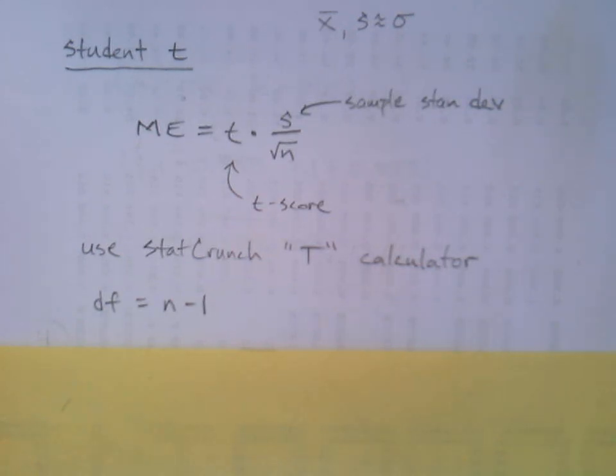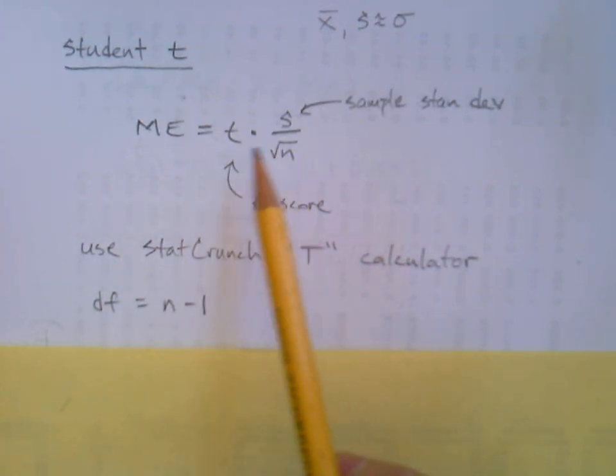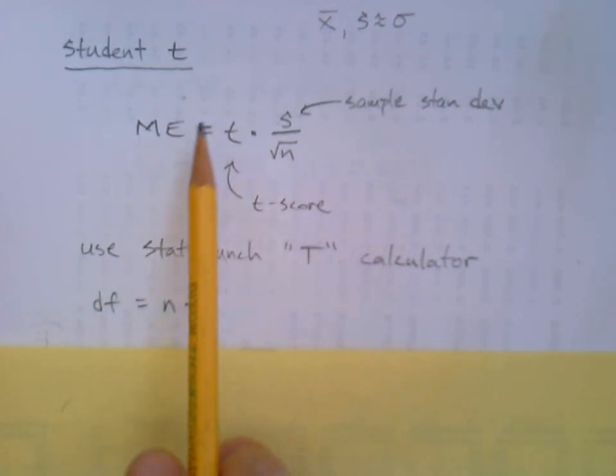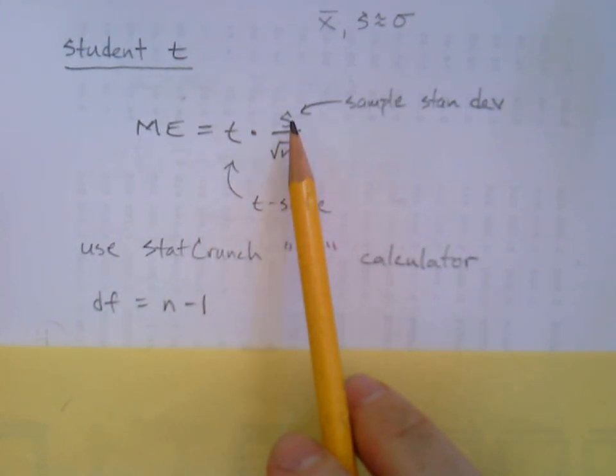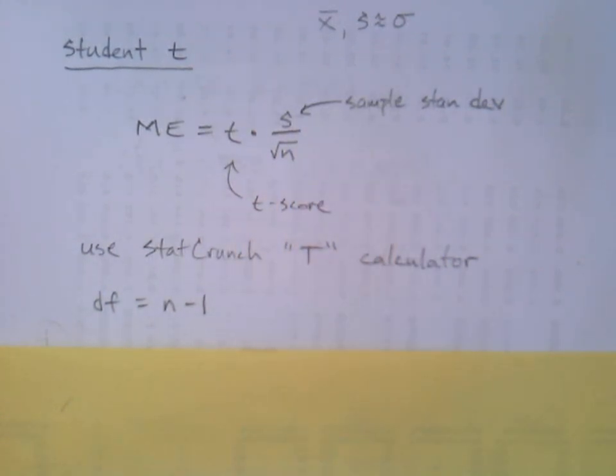All right, so here's kind of the gist of it and what we can take away. Very similar formula for the margin of error. But now instead of a z-score, we have a t-score. And instead of sigma, we have S, the sample standard deviation. Now what's really nice is there's a t calculator in StatCrunch. So we're not going to use the normal calculator any longer. It's not a normal distribution. It's a student T distribution. Luckily, StatCrunch has a T calculator.